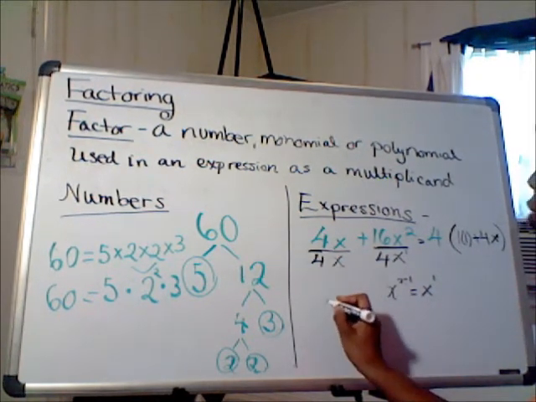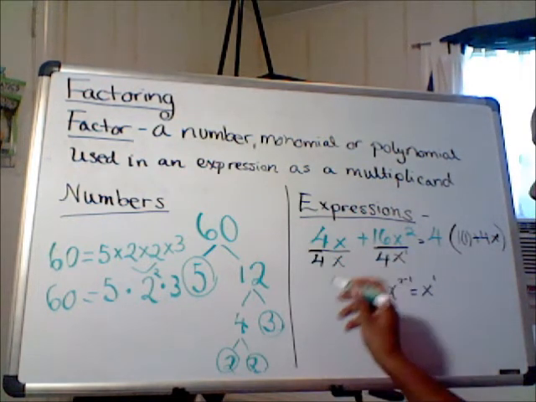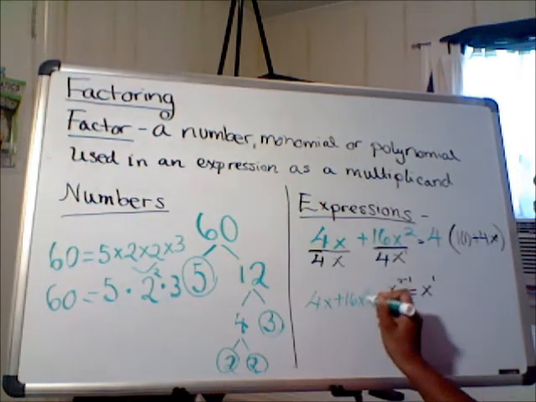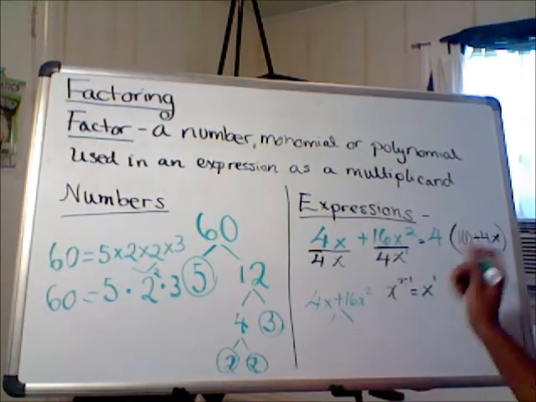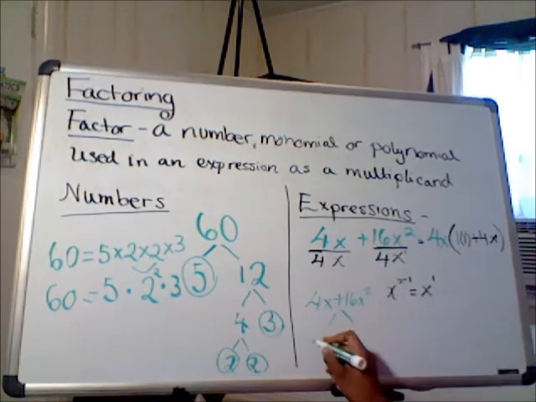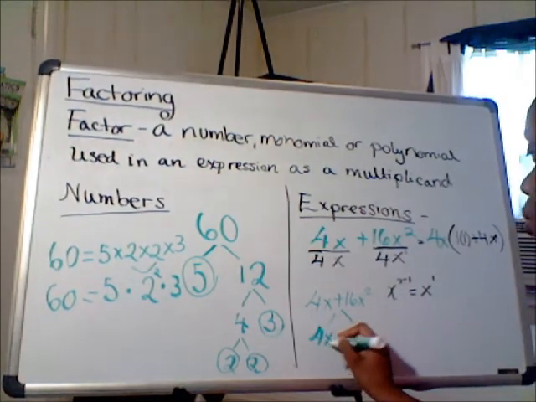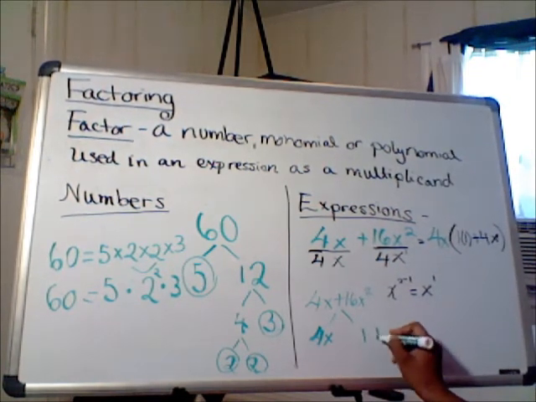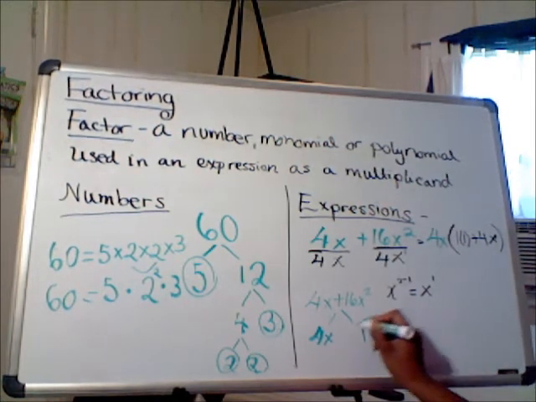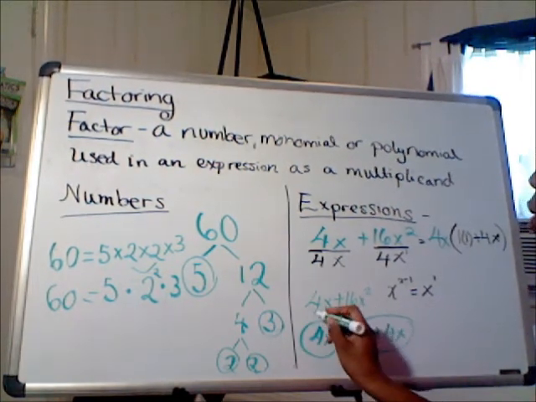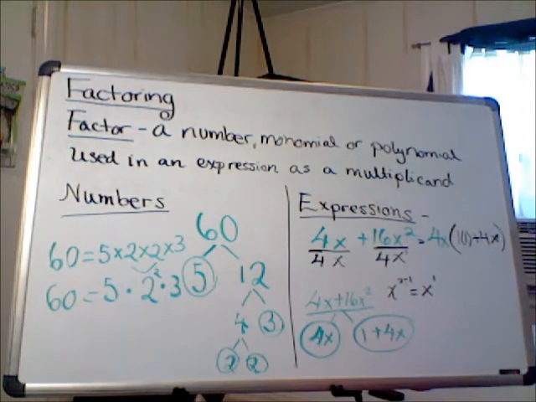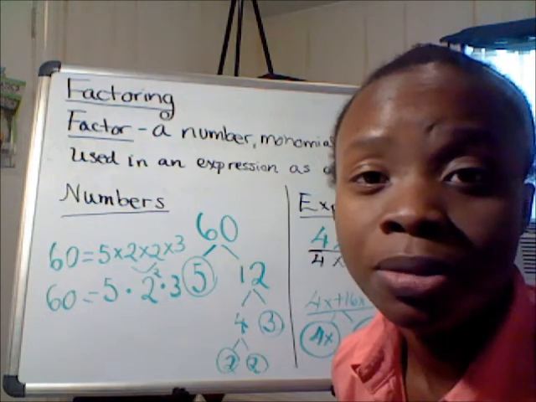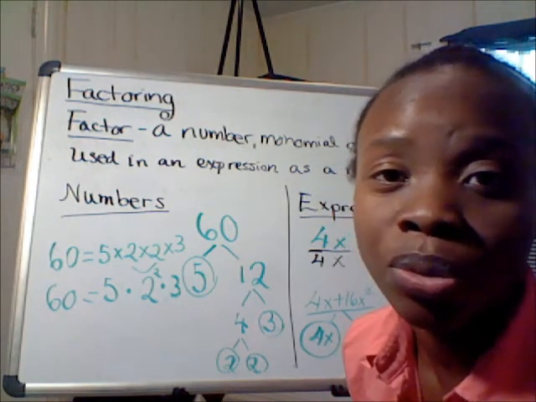So that means my factors of 4x plus 16x squared will be 4x, because that's what I factored out. And then what's left over, 1 times 1 is 1, plus 4x. So these two are the factors of 4x plus 16x squared. Now I know this can be complicated when you start adding in variables, but we'll get into it in more detail as we go throughout the semester.